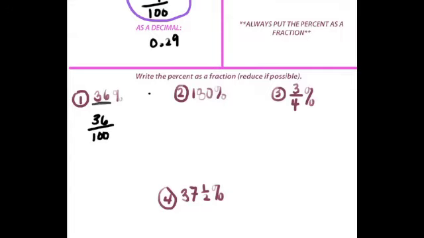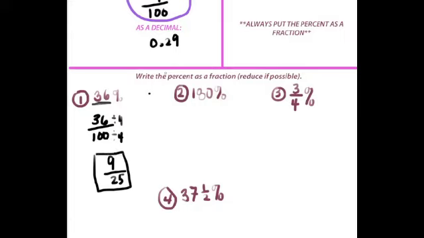Maybe 4. Okay, they both have a 4 in common, so we can divide by 4, divide by 4. On the top, 36 divided by 4 is 9. 100 divided by 4 is 25. Can we reduce 9 and 25 further? We cannot, so that's the final answer for this.